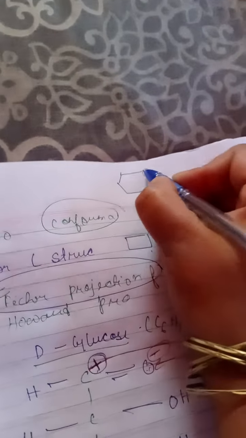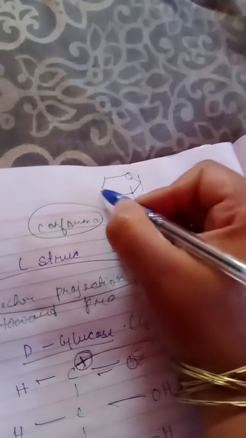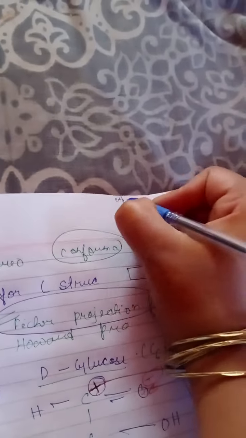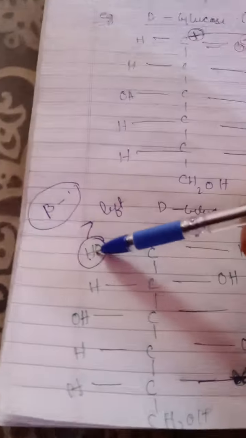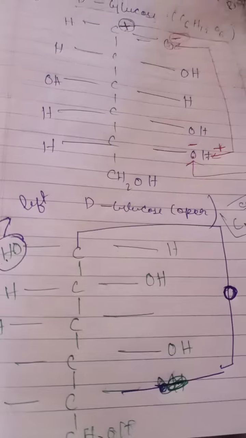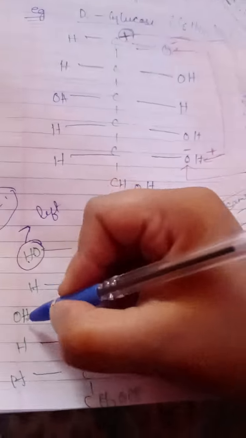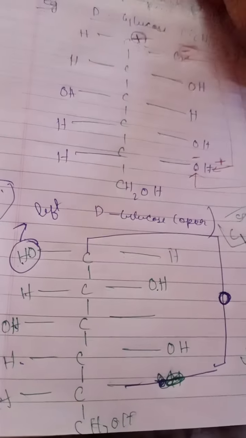In case of beta also, the same structure will come here. Just remember one pyranose ring. Okay, here 1, 2, 3, 4, 5. You fix here CH2OH and H. And in case of beta, left should be up and right should be down. Right, down. Left, up. Right, down. Left, up. Right, down, left, up, right, down.